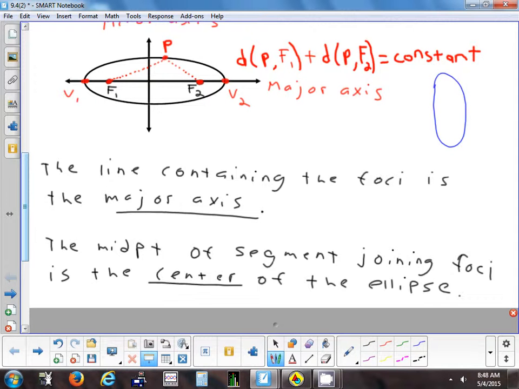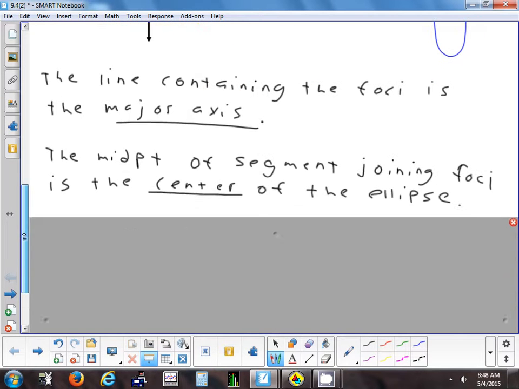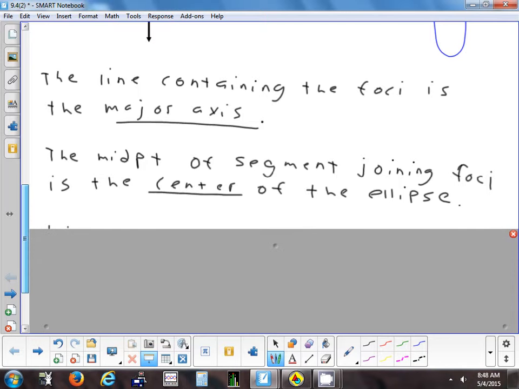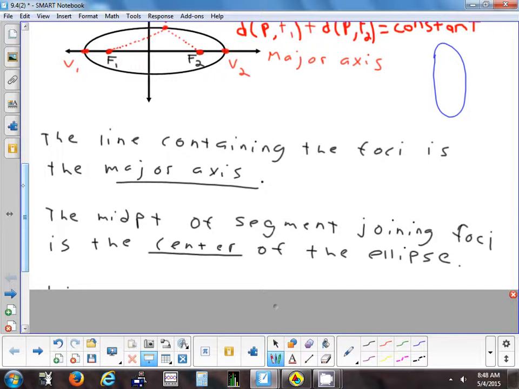If you draw in a segment that connects the two foci and find the midpoint between those two points, that's your center. It would also be the same if you drew in a segment from V1 to V2 and found the midpoint there as well. That's the center. We didn't have these terms when we talked about a parabola. When you do parabolas, there's no such thing as a major axis. There's no center. For a circle, there's a center.